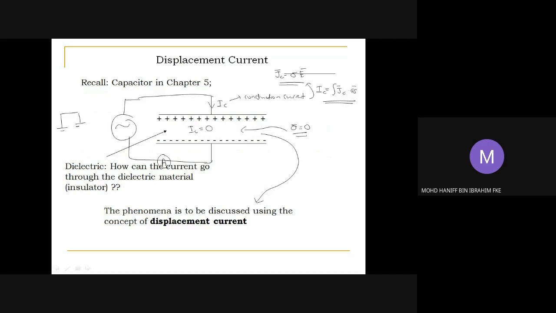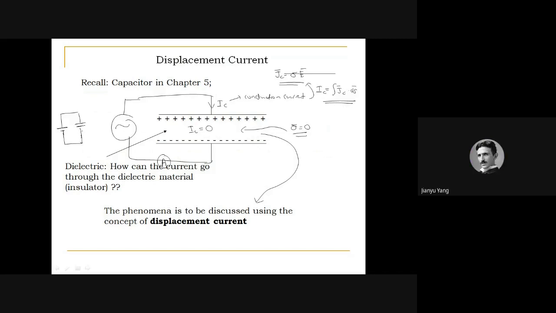It is a capacitor. What will happen to your capacitor then, if you have a DC voltage as your supply to the capacitor? Anyone? You have learned this in circuit theory. What will happen to your capacitor when your source is a DC value, DC voltage?